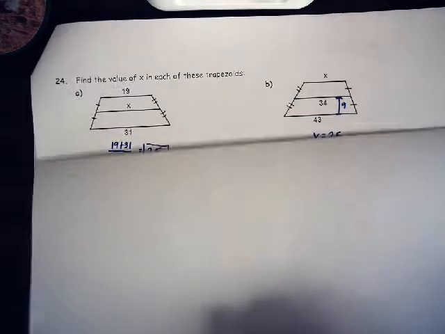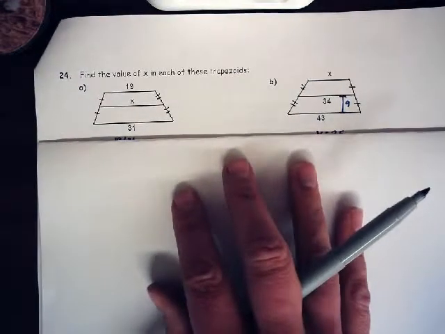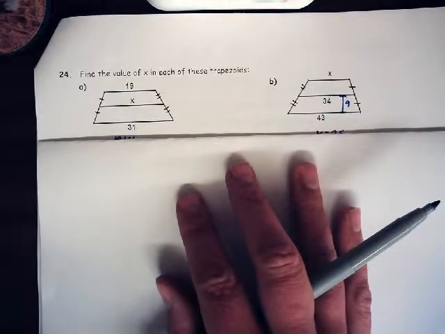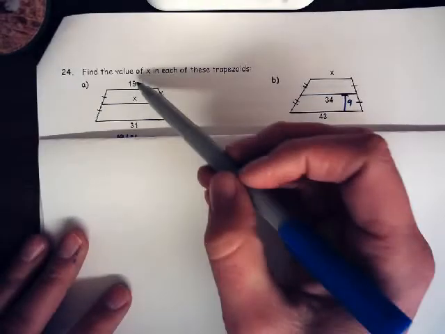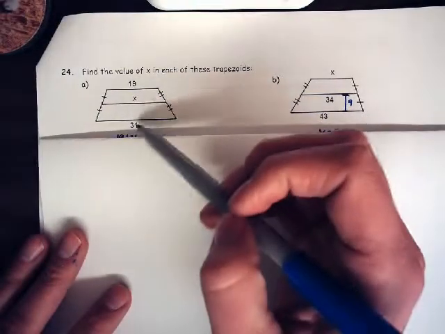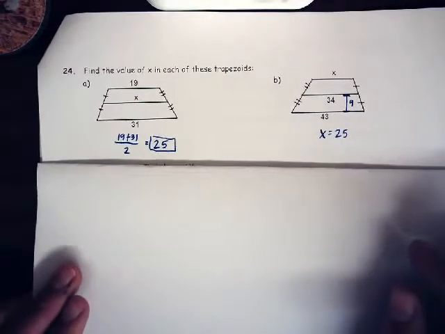Okay, 24. So the midpoint of a trapezoid is always going to be 1/2 the base 1 plus base 2. So if I take 31 plus 19 and divide it by 2, I get 25.